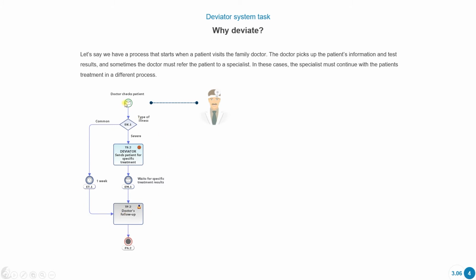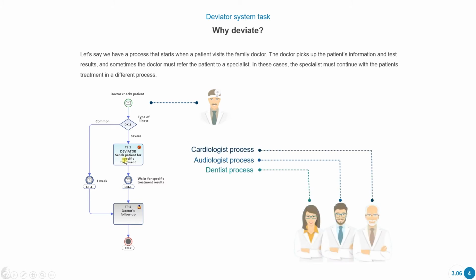But then, let's say the process starts, another different scenario. It starts and the doctor sees that maybe this patient requires a specific treatment, so the flow goes this way, and this deviator system task triggers another process. For example, a cardiologist process or dentist process, whatever. Once it's deviated the flow and the information to one of these processes, it can wait here in this intermediate message event for the results of these treatments.